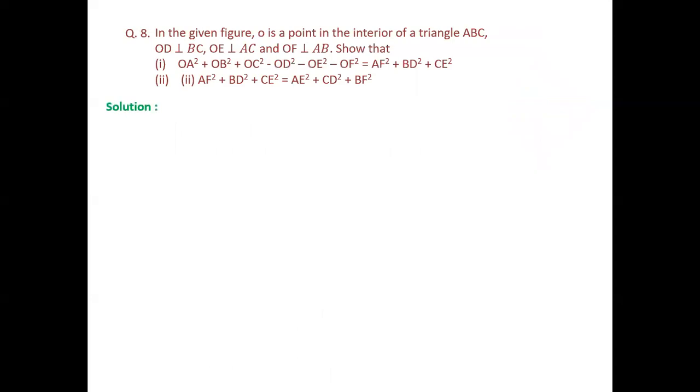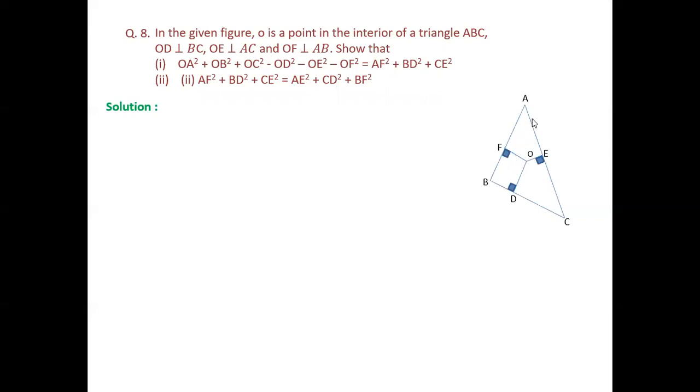Eighth question. In the figure, O is a point in the interior of a triangle. OD perpendicular to BC. So we'll see the first figure. Let us see how the figure will look. This is the figure which is given. This figure is given in the triangle. Right?